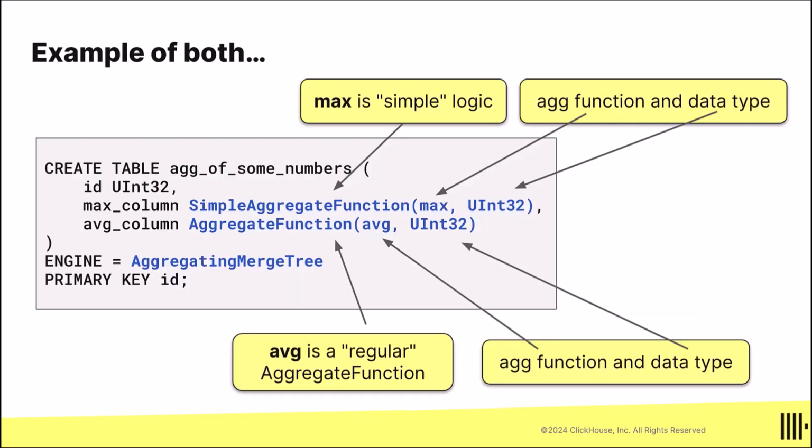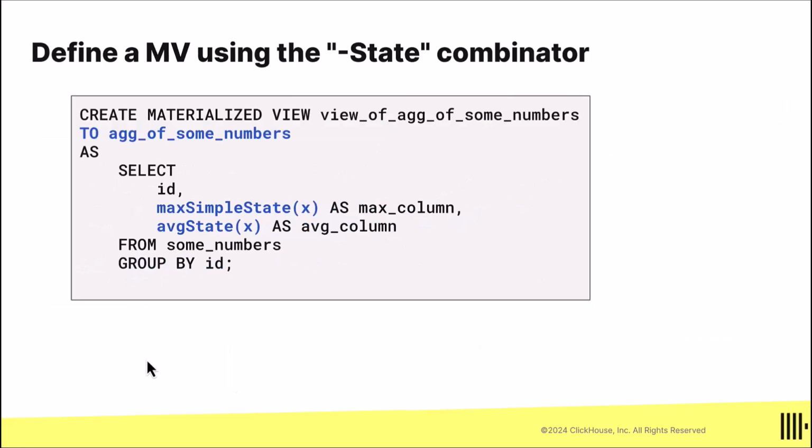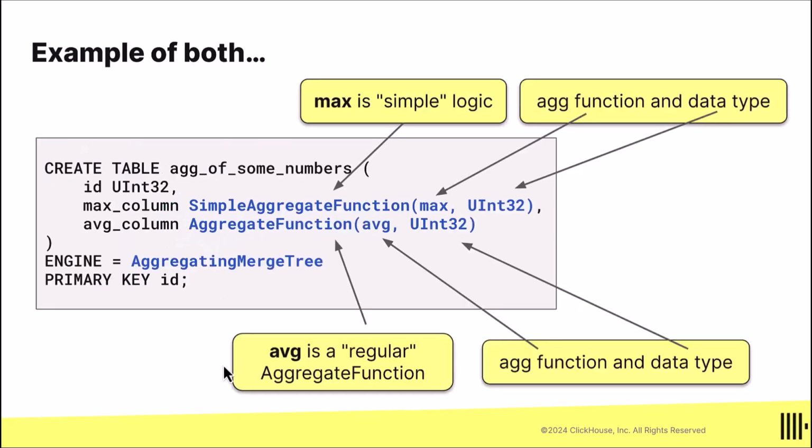What I want to do is look at the UK price paid example. Here's the one that I just did. Here's what I should have done. I should have used simple aggregate function with max for the max column, and I should have used aggregate function with average for the average column. And then when you put the columns in, you have to use these special functions, max simple state and average state. You have to use the state combinator functions that go with these data types right here.